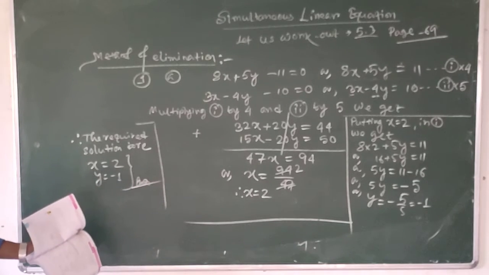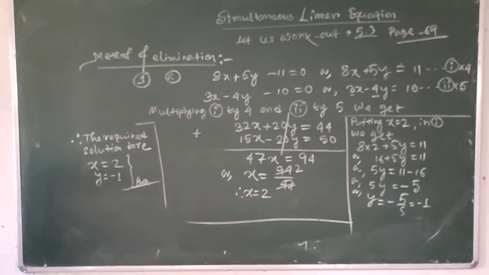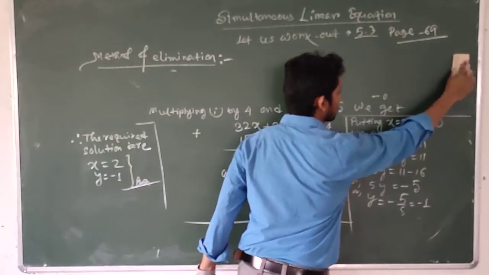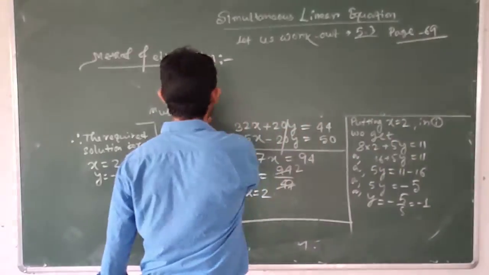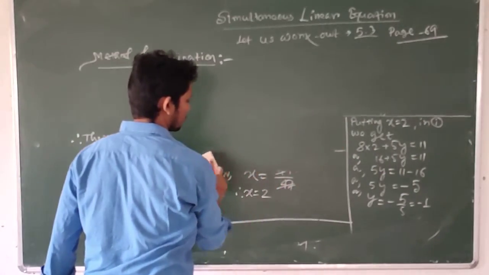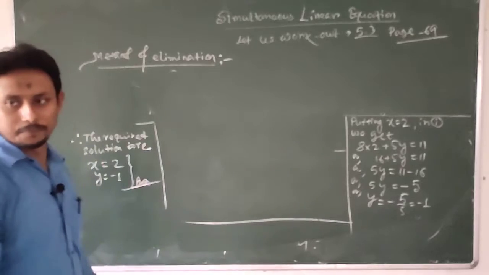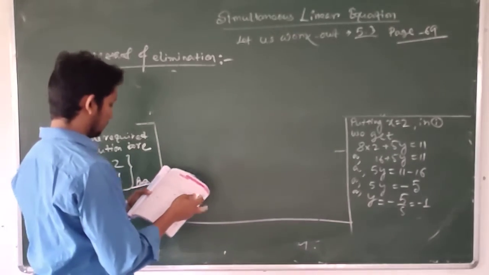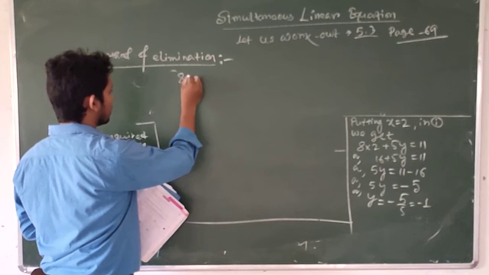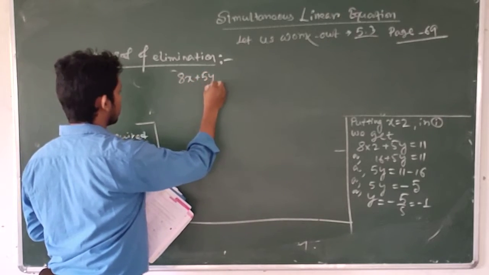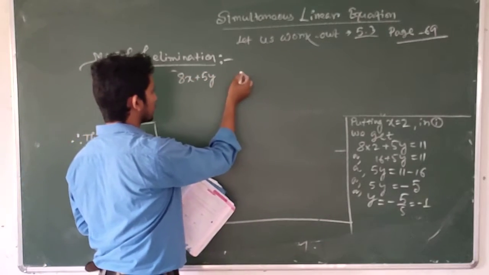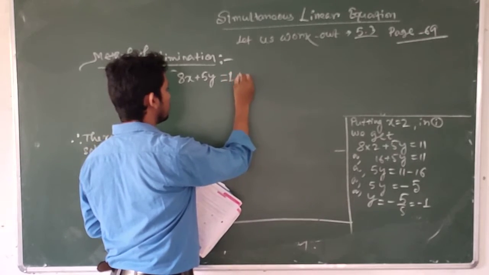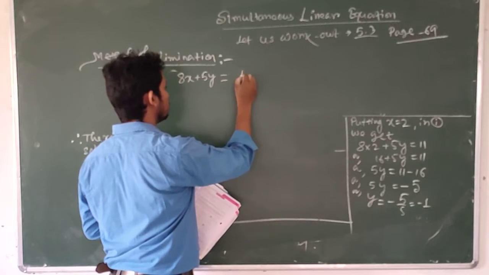Now can I rub it? Okay, I am rubbing from the first part. This one is the first part. The first part is rubbed. Okay, now 8x plus 5y equals 11. That was the equation, right? Now the number one equation.